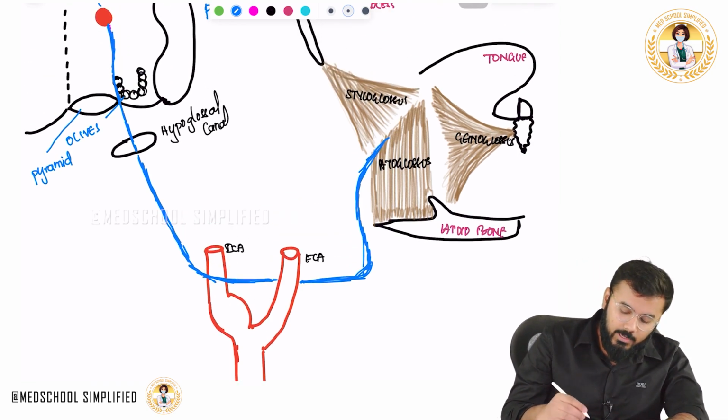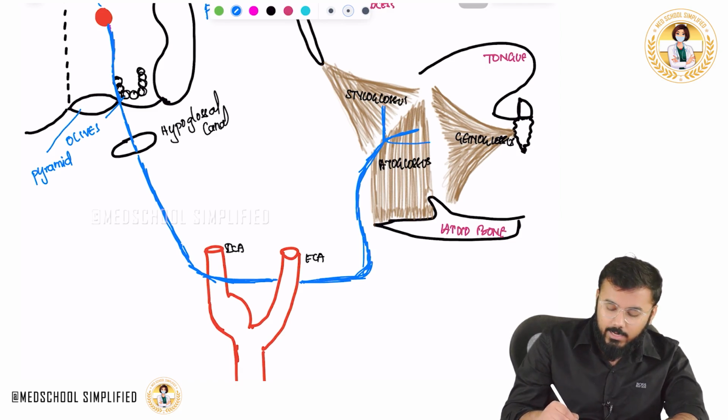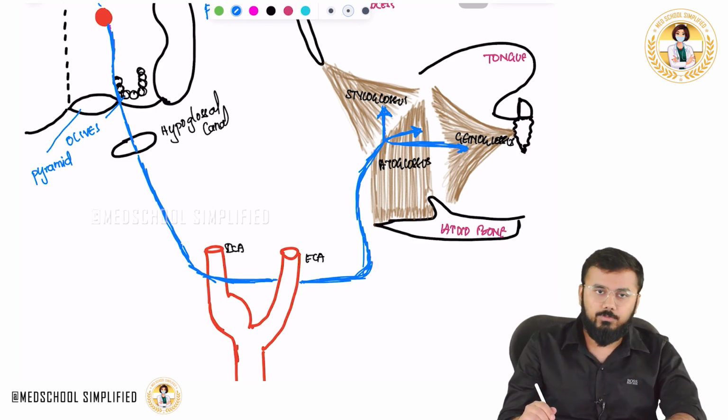One muscle it would supply is your Hyoglossus muscle. Second, it would supply your Styloglossus, and the third one it would supply is your Genioglossus. So it is supplying three important muscles: Hyoglossus, Styloglossus, and the next important one, the Genioglossus muscle.